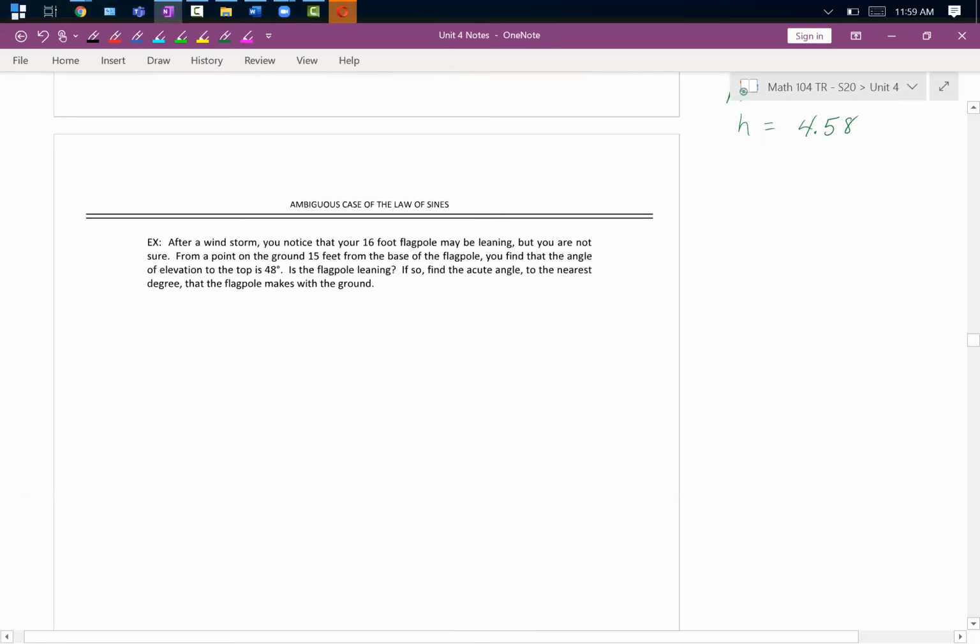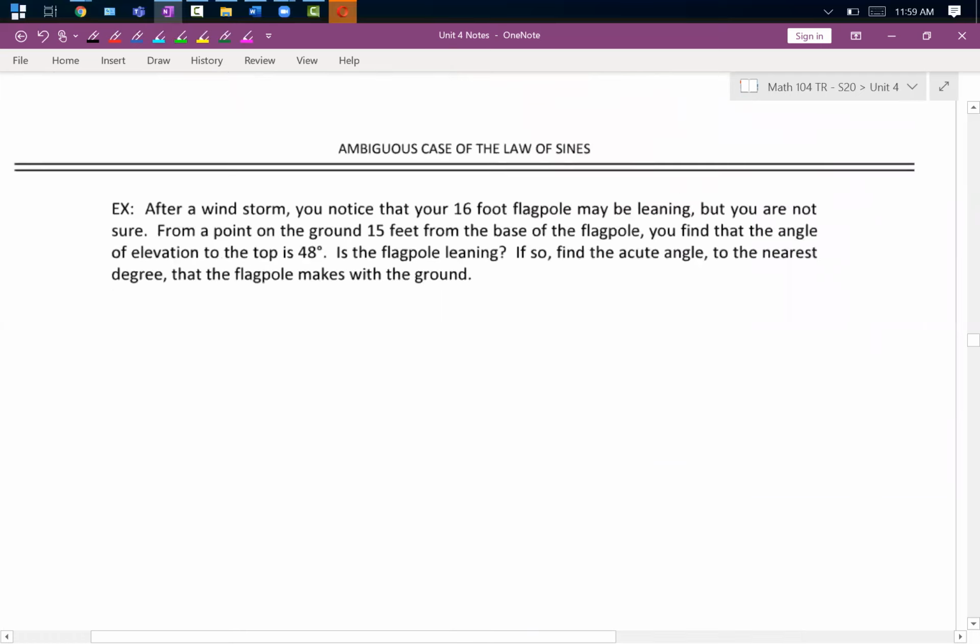All right, let's take a look at an application problem. After a windstorm, you notice that your 16-foot flagpole may be leaning, but you're not sure. From a point on the ground 15 feet from the base of the flagpole, you find that the angle of elevation to the top is 48 degrees. We want to know, is the flagpole leaning? And if it is, we want to find the acute angle to the nearest degree that the flagpole makes with the ground.